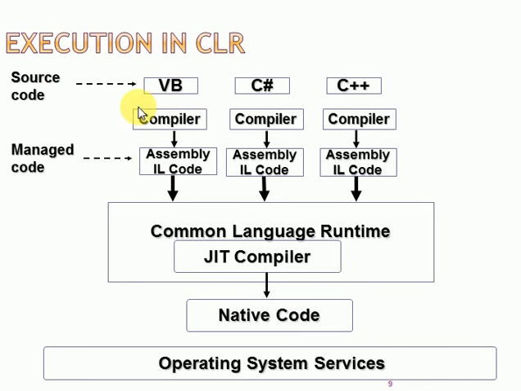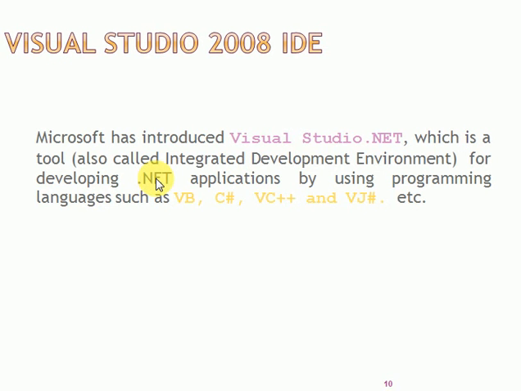Execution in CLR. The source code of any language is converted by its respective compiler to managed code, that is assembly code, and then the common language runtime's JIT compiler converts it to native code, and then it goes to operating system services. Visual Studio 2008 IDE. Microsoft has introduced Visual Studio .NET, which is a tool also called an integrated development environment for developing .NET applications by using programming languages such as VB, C#, VC++, VJ#, etc.